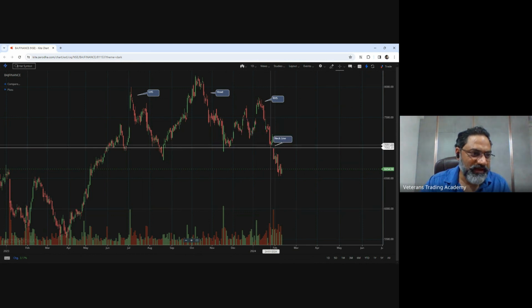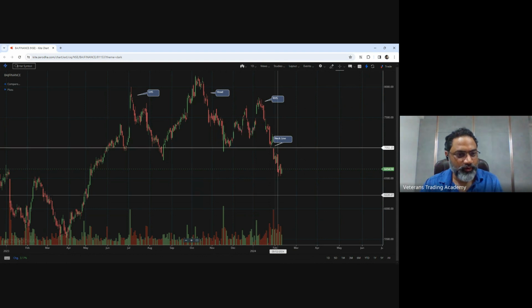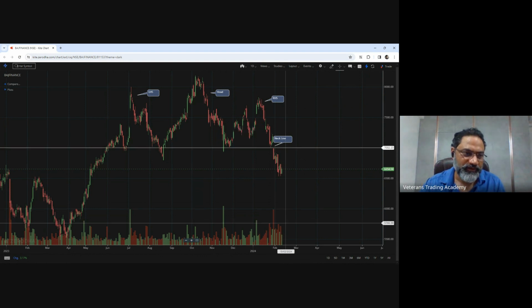And now the first target, we can assume that at least it will go to, this was 800 points. So it will go to 800 points, which is 6,200. And this level was 1,200 points. So the final target can be 1,200 points from the 7,000 level, which can go down to the 5,800 level. So this is how we have a target.